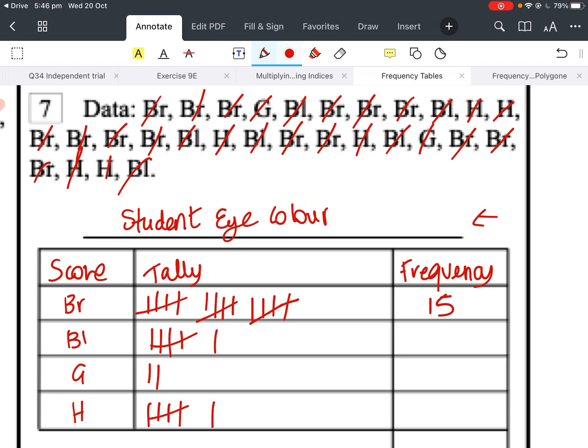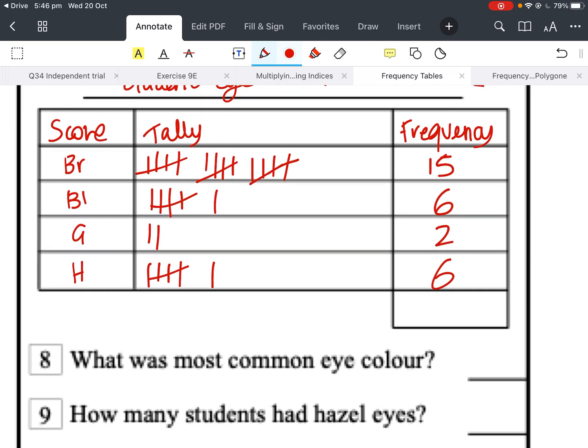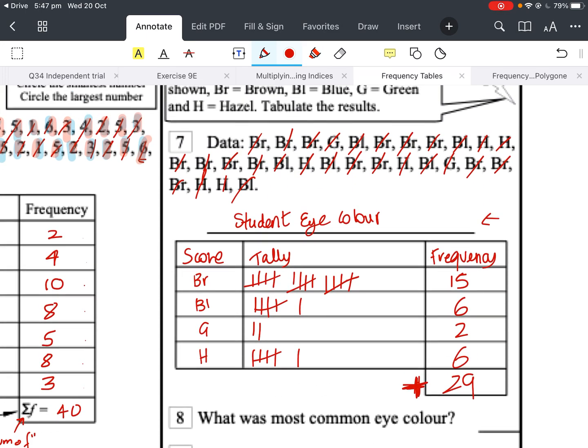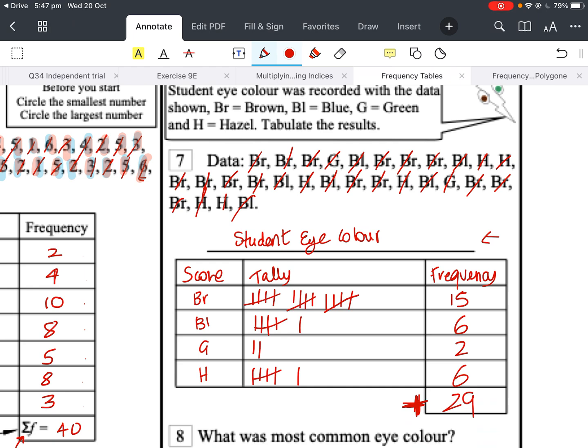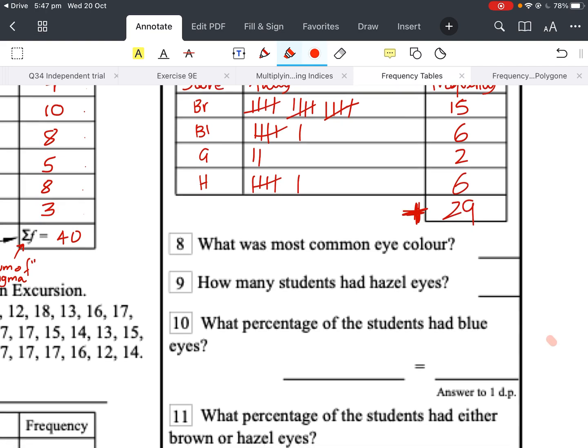So there's 15 brown, there are 6 blue, 2 green, 6 hazel. Again, total them up, okay? Add them up. 15 plus 6 is 21, plus 2 is 23, plus 6 is 29. Let's just double check. 1, 2, 3, 4, 5, 6, 7, 8, 9, 10, 11, 12, 13, 14, 15, 16, 17, 18, 19, 20, 21, 22, 23, 24, 25, 26, 27, 28, 29. Good, I'm correct. It is 29.